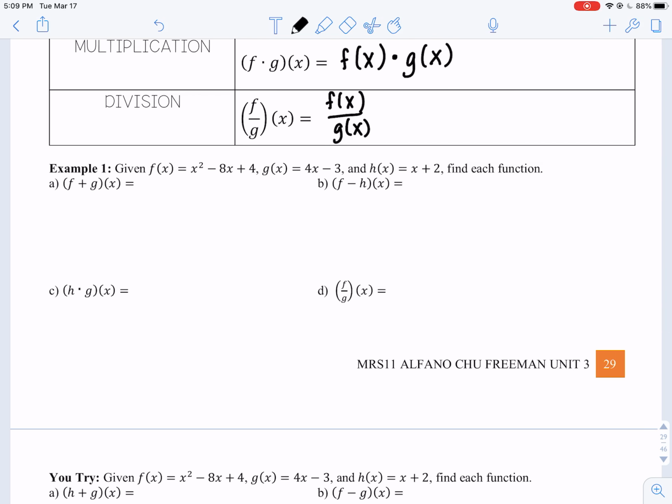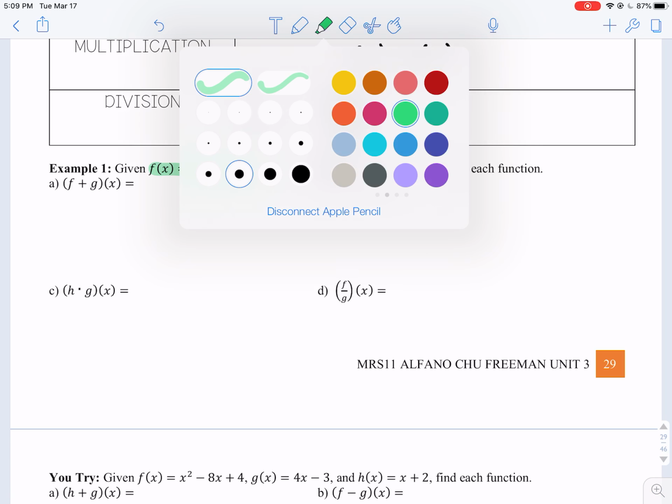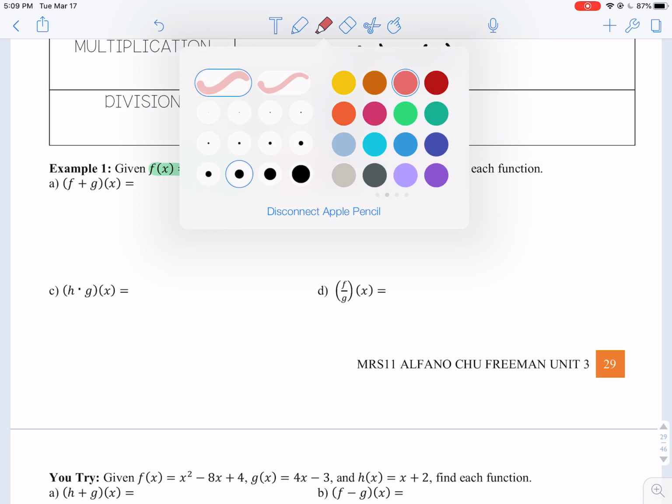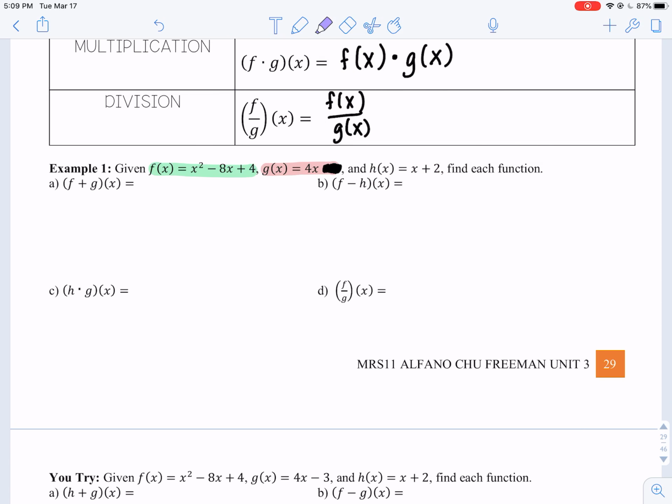Before we do this next example problem, I do want to change one of my functions. What I'm going to do is please cross out this minus 3. Cross it out. Okay, so I have three functions. Let's indicate them with colors. F of x is going to be green, x squared minus 8x plus 4. Let's do g of x is this pinkish color, pinkish red. And then I'll do purple for h of x, just so I can show you guys which ones we're dealing with.